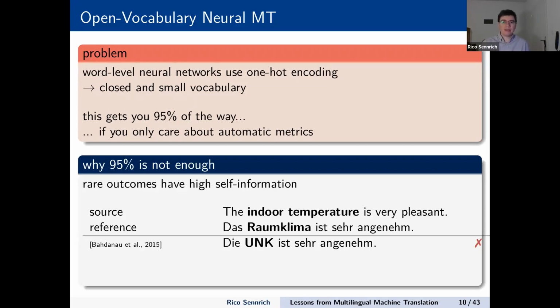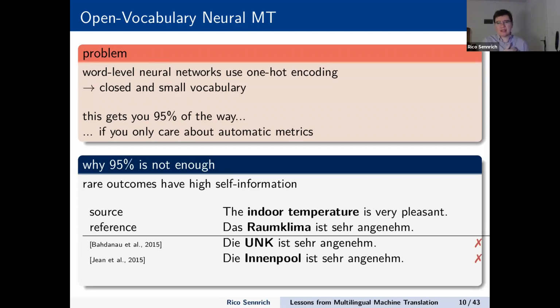But what you actually find is that the rare words are often those that carry a lot of information. And if you just leave these out and just translate them as an UNK token, you might get like 95%, or in this example like 80% of the words, but you're not getting 80% of the meaning across. So with "the indoor temperature is very pleasant", if you just leave out "indoor temperature", which in German is translated as a quite rare compound, you're going to have a bad time.